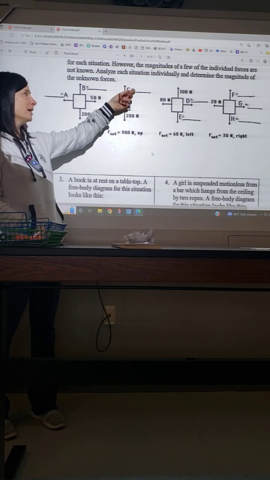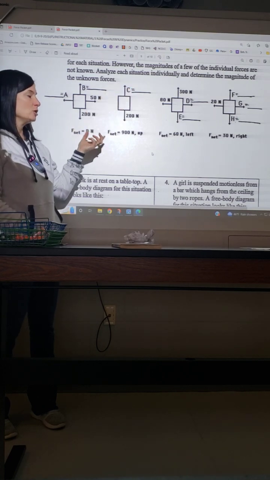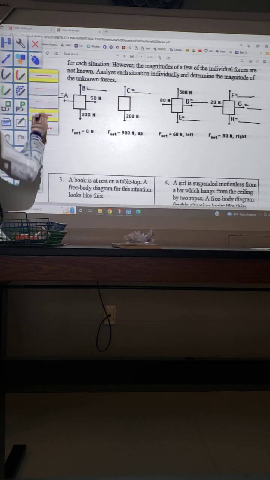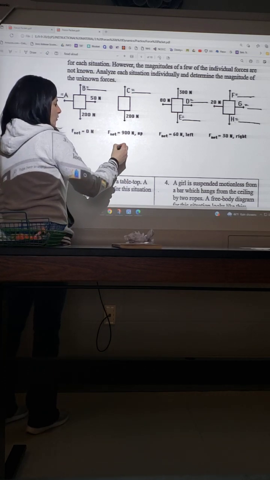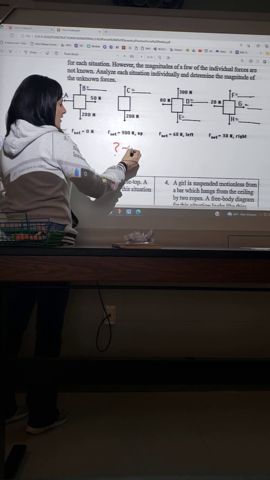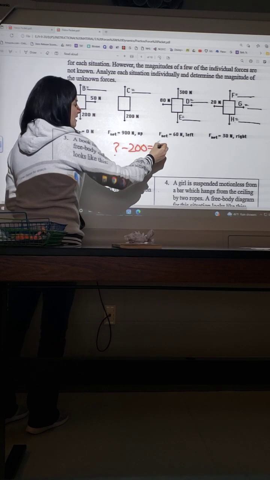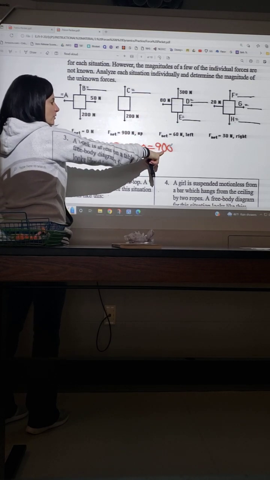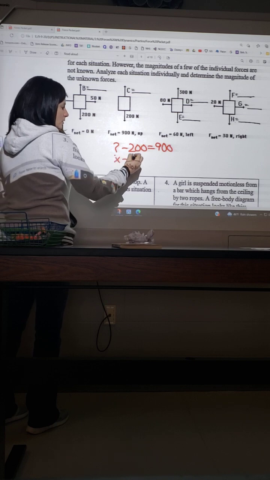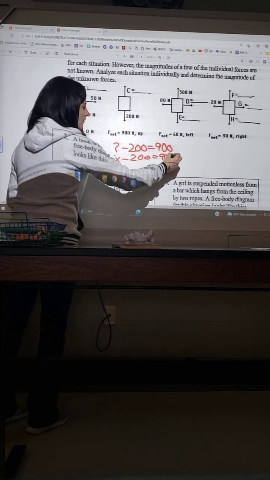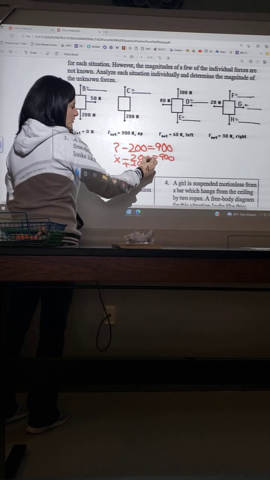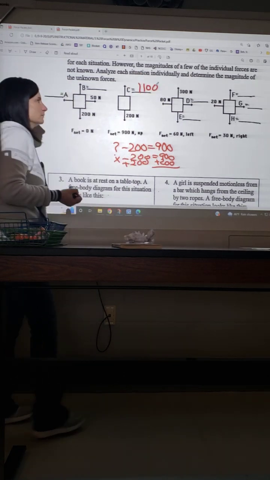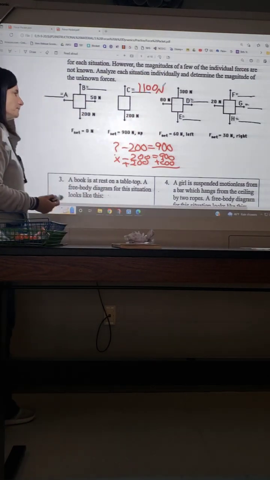So if you want to end up with 900 newtons up as your net, you can think about it logically, or you can ask yourself, what do I have to subtract from 200 to equal 900, right? And so if I make that a variable, to get rid of my 200, I do the inverse, or add it. So yes, algebra actually works here. And this would be 1100 newtons.